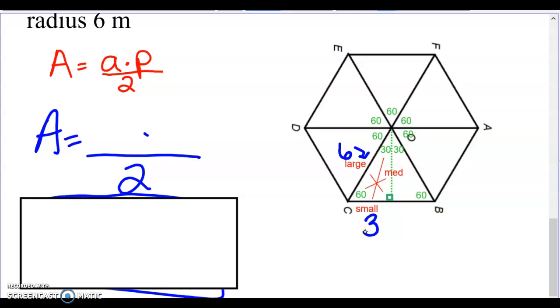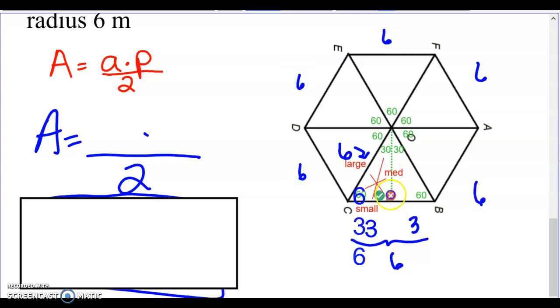All right, so now I can figure out the perimeter, because if that one's 3, then this one would be 3. Therefore, the entire side would be 6. So all of these are going to be 6. Okay, so 6 times 6, our perimeter will be 36. So I can put that in my perimeter spot. Okay, so back to the problem here.